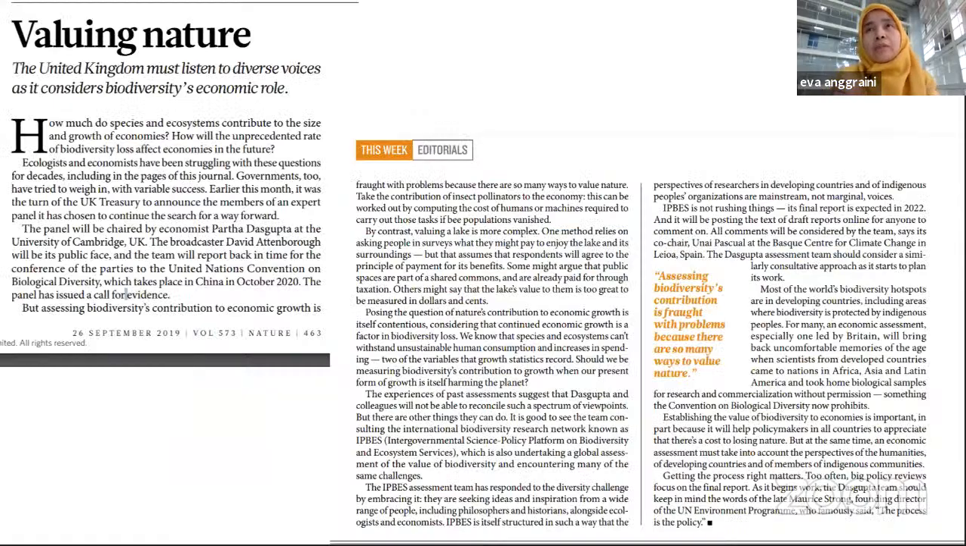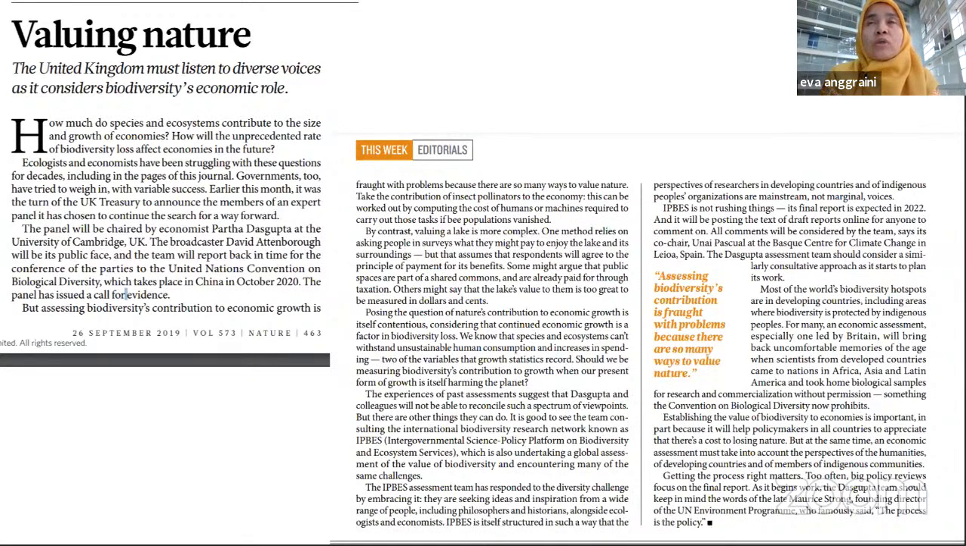So this topic has become very important over the last two or three decades: the valuing of nature. I took an editorial from Nature in 2019, where they took up the topic of valuing nature. The concern is about biodiversity and how biodiversity plays a role in the economy.